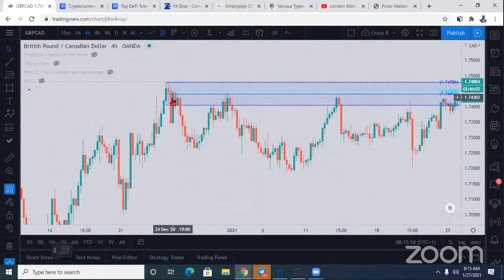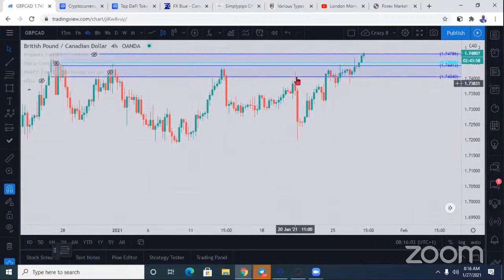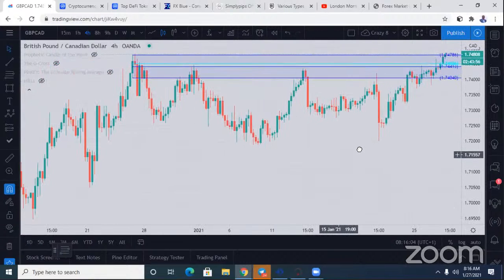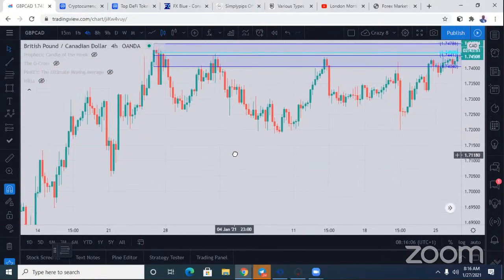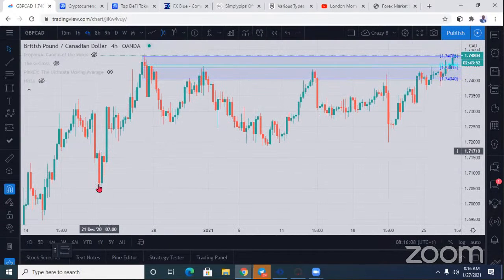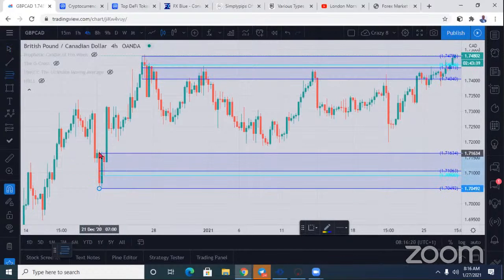And notice how many times price came: once, twice, 3 times for a drop. Then again, you could have this as your area of interest or this point as your area of interest, whichever you have. If you're using this as your area of interest, you have something like this.